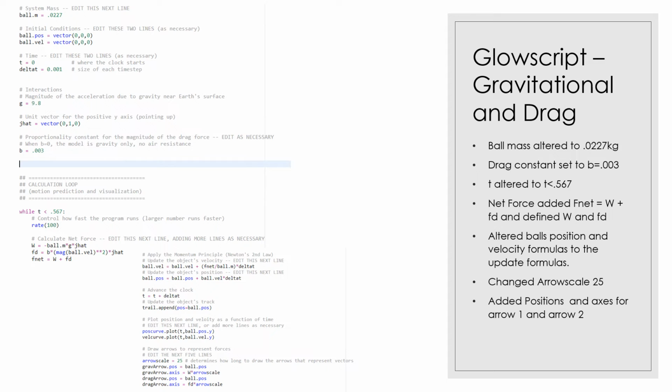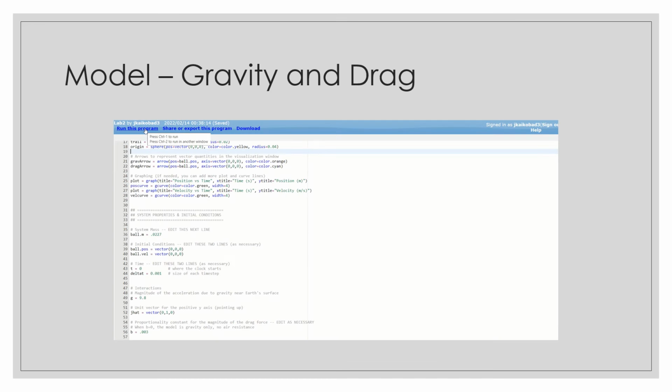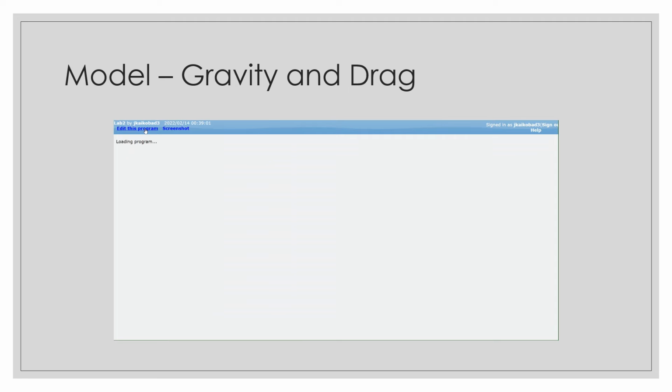We also altered the ball's position and velocity update formulas, changed the arrow scale to 25, and changed the added positions and axes for arrow 1 and 2, just to get better vector representation in the models. The only difference to make it just gravitational was changing F net to just W and taking the drag out of the equation. And this is the model that was made using gravity and drag.